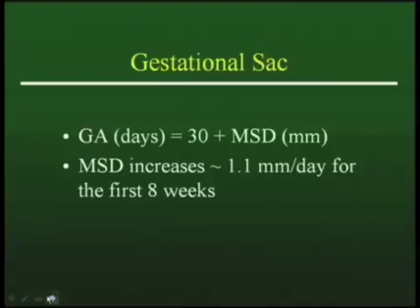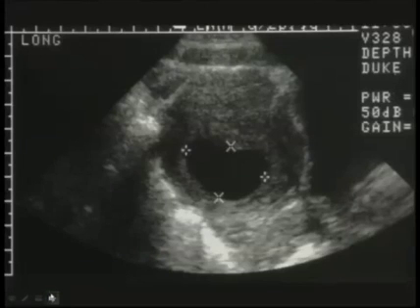There are lookup tables that correlate the gestational sac size, or the mean sac diameter, to gestational ages. The relationship is approximately estimated by adding 30 to the mean sac diameter. Of more importance is that the mean sac diameter increases about 1 millimeter a day for the first 8 weeks. And that's going to be an important number in determining what length of time you might choose to follow up a case by ultrasound. Here's an example of a mean sac diameter measurement. It's a fairly crude measurement. It's simply measuring the length, the width and the transverse measurement and dividing by 3.